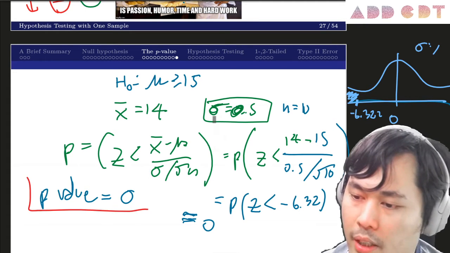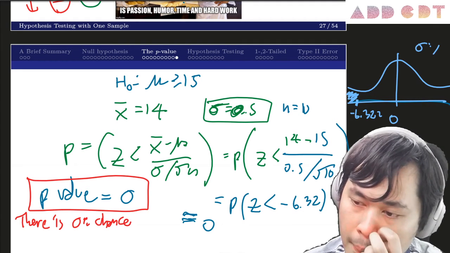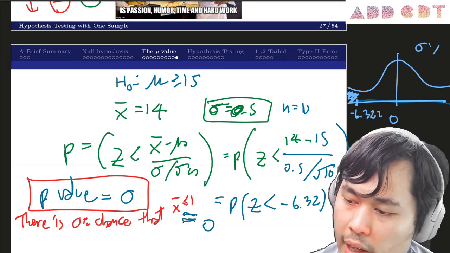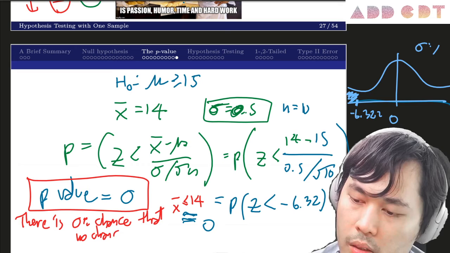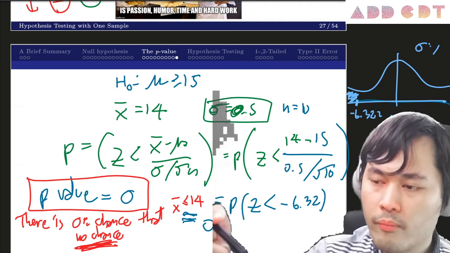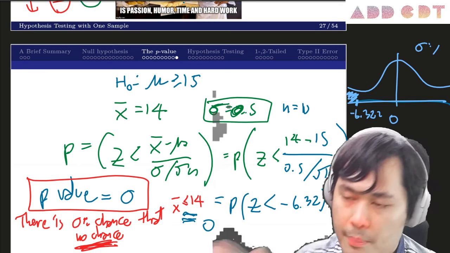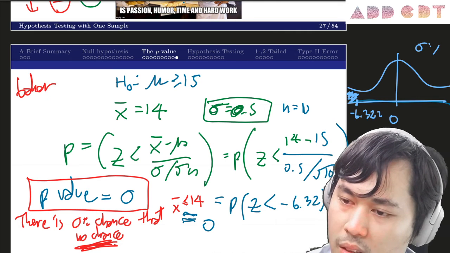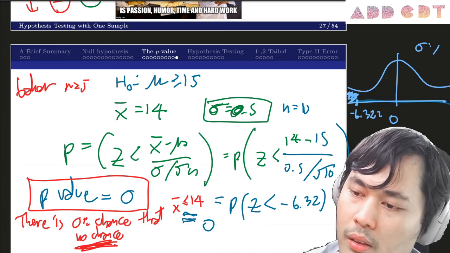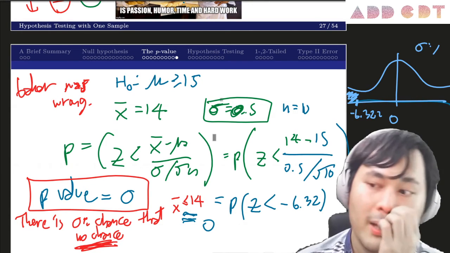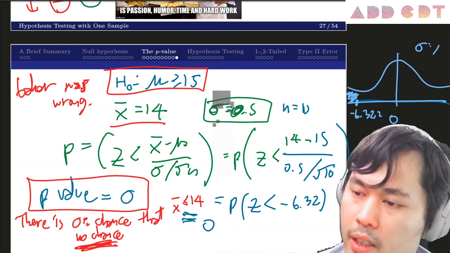In other words, if we transform that, a p-value of 0 means there is a 0% chance that a sample mean is smaller than or equal to 14. 0% chance means there is almost no chance. If you believe that the average is 15, then there is almost no chance that the sample mean is 14. From this statement, you can see that the baker is, not lying, but wrong. The average is not 15, it's smaller than that. It doesn't mean it's 14, it's still possible it's 14.5 or 13.9. But the original hypothesis here is rejected.